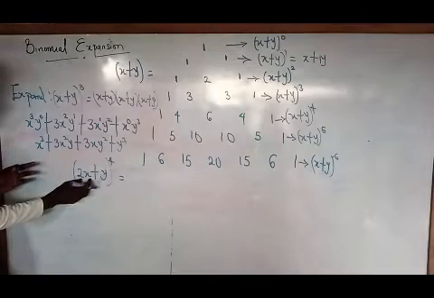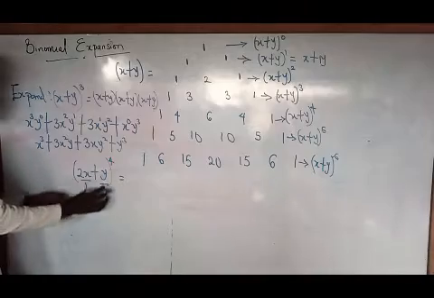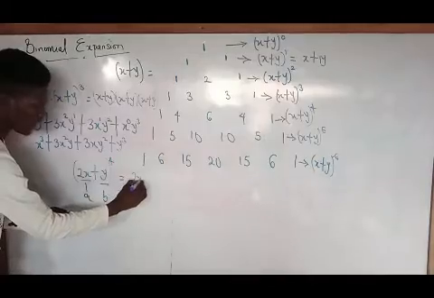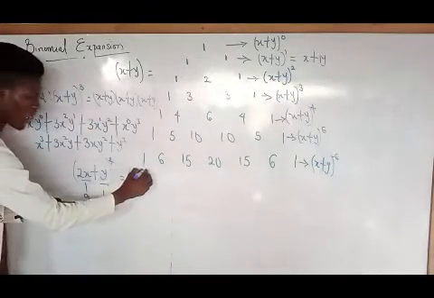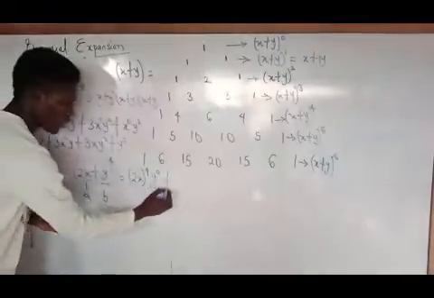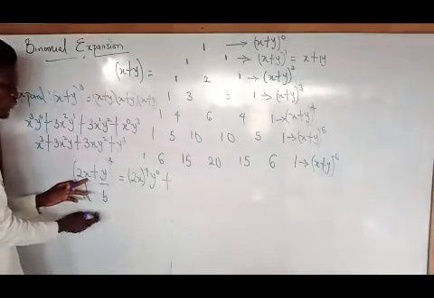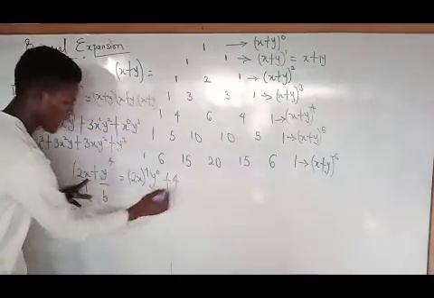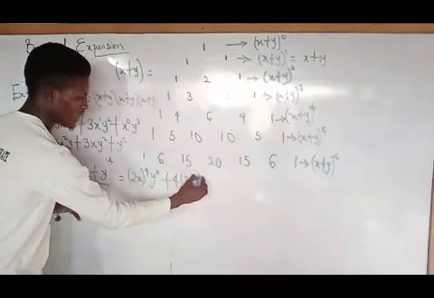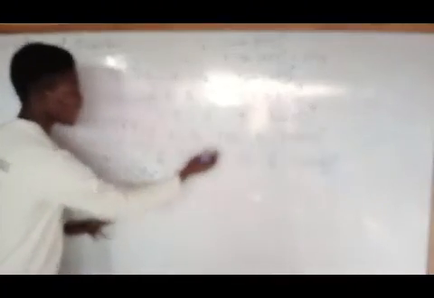So the first thing, this is my A, and this is my B. Don't forget, as your A is decreasing, your B will be increasing. The first thing, 2x will take power 4. I'm putting it in brackets because of these numbers. Then y will be power 0. Plus the next thing, your 2x power will decrease, but don't forget the coefficient, which is 4. Then you write your 2x. It will now take power 3. Then y power 1. Alright?